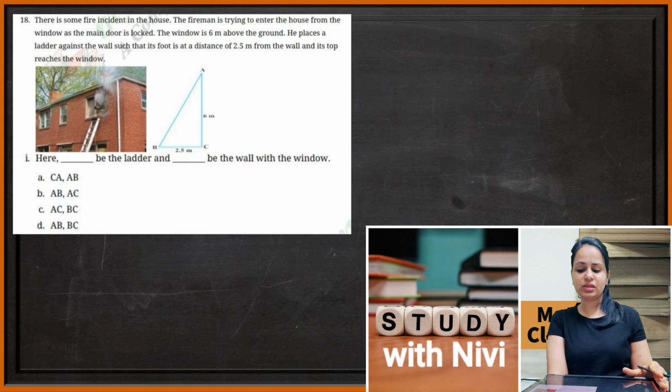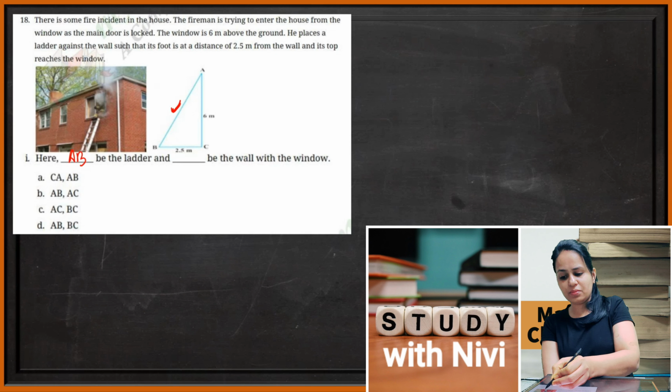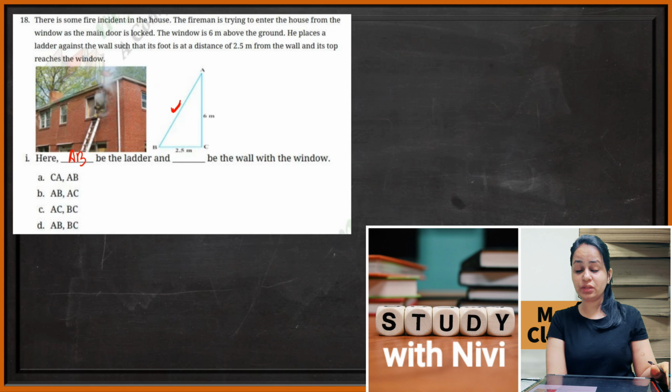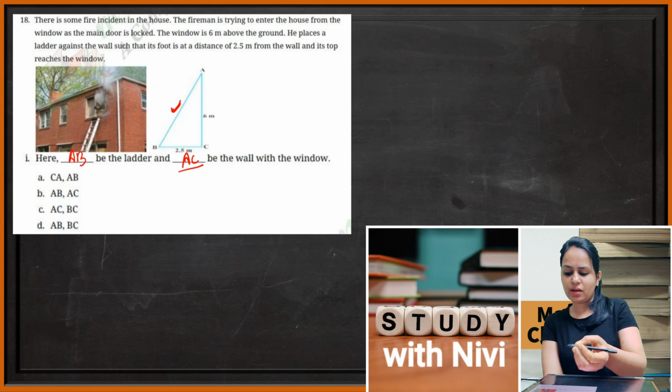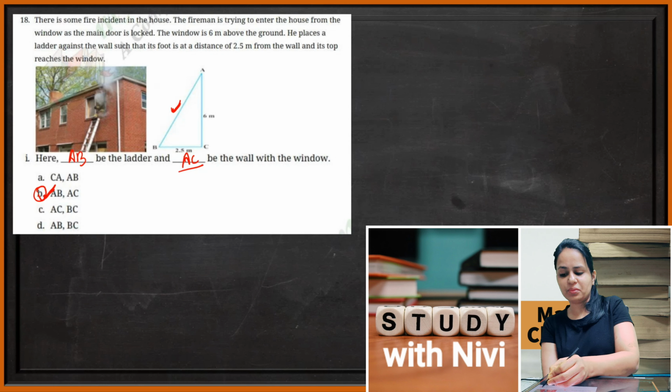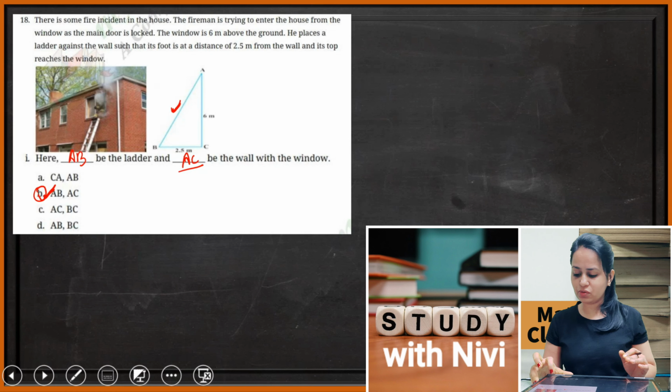Here dash be the ladder and dash be the wall with the window. So ये बहुत clearly यहाँ पर visible है. Which is the ladder? AB is the ladder, right? So we can fill up AB and dash be the wall with the window. And where is the wall? AC is the wall. So your answer becomes part number B. ठीक है? So this was easy. Never skip questions like this.